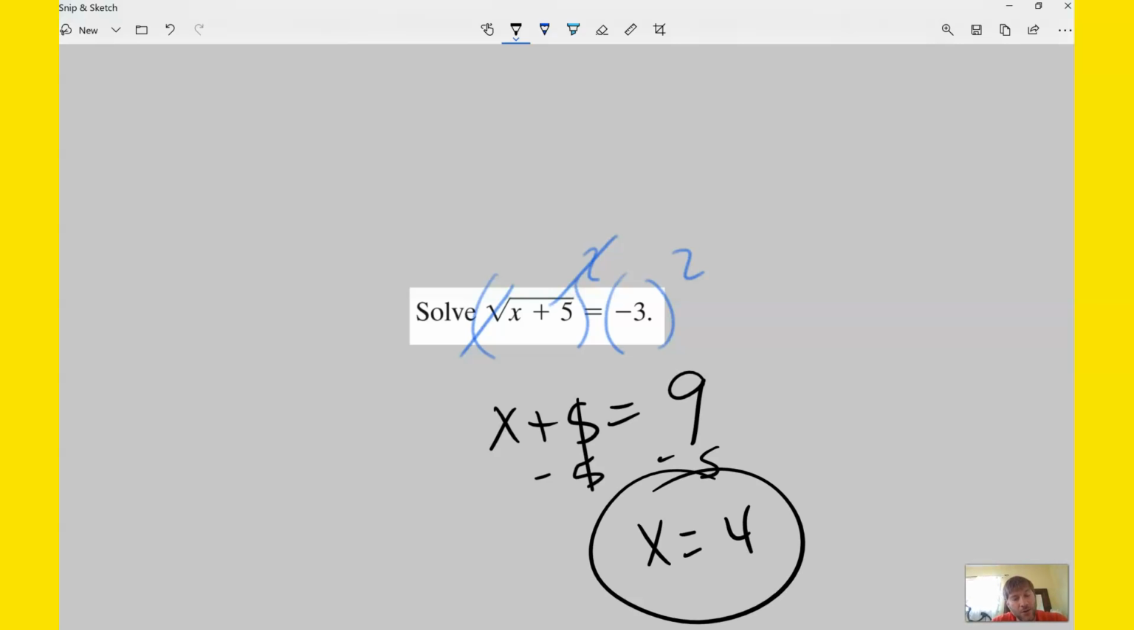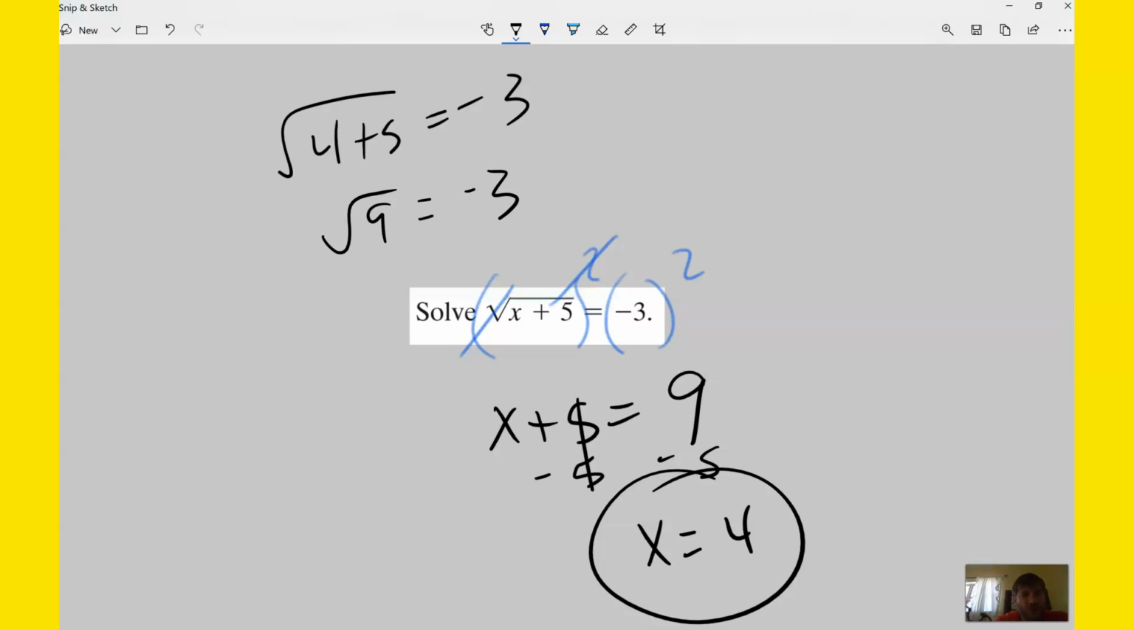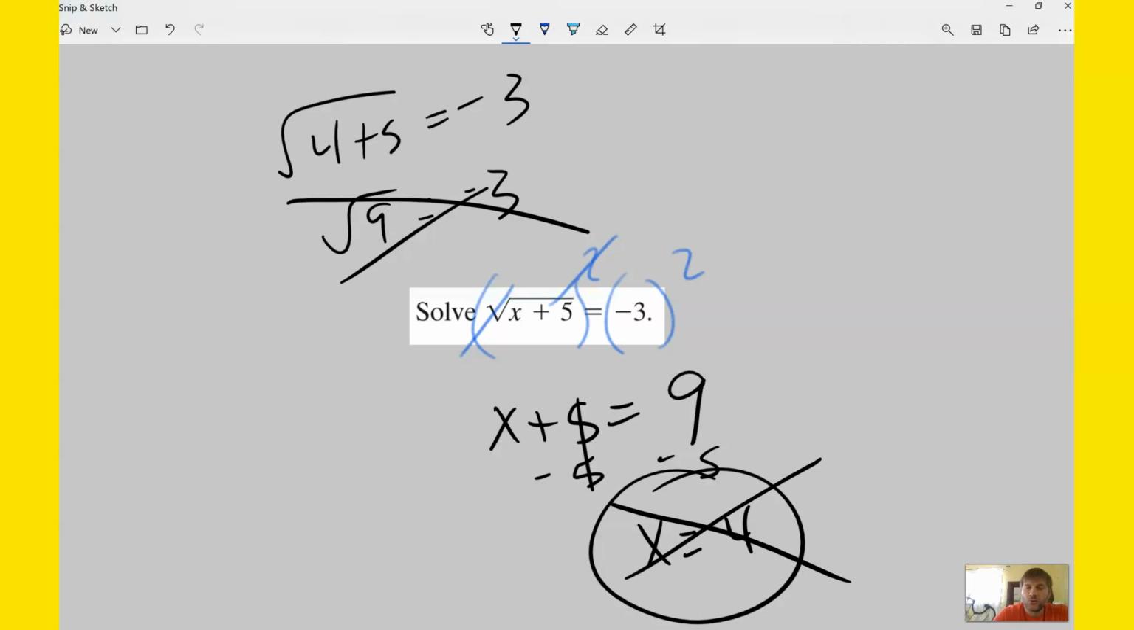Now, check it though. The square root of 4 plus 5 equals negative 3. That's the square root of 9 equals negative 3. But the principal square root of 9 is understood to be 3, not negative 3. So that actually does not work. So 4 is not a true solution. That means we don't have a solution, because 4 was the only possibility, and it doesn't work, so there's no solution.